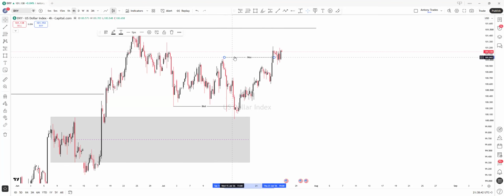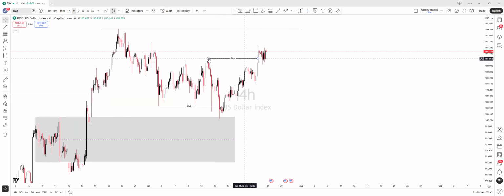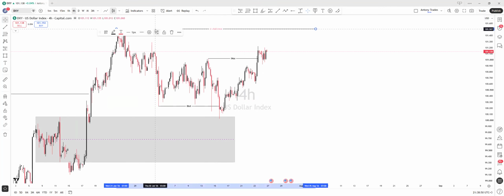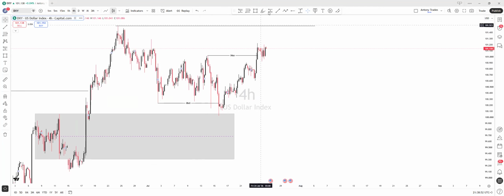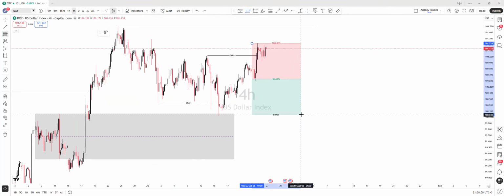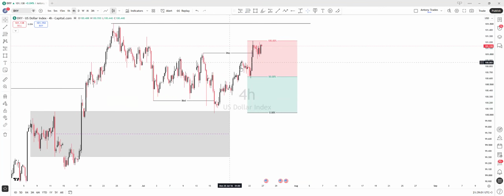So since now we have this market structure shift from the 4-hour time frame, what are we anticipating? Of course, because the market has taken out the external structure, we are anticipating a little bit of pullback before continuation to the upside. So if we pick our fib, we place it from the swing high to the swing low, we really want to mark the points of interest that are resting below the 50%.